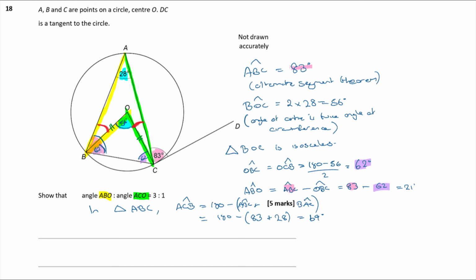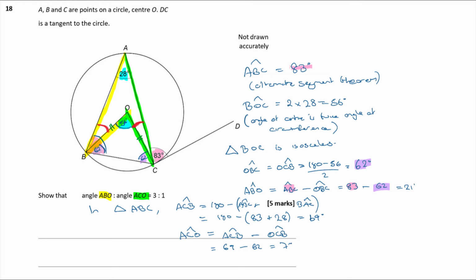So then I can work out what ACO is. ACO is going to be the angle I just found, ACB, minus that angle in the triangle OCB that I found earlier. So ACB minus OCB: ACB we just found to be 69 degrees, and take away OCB that we found earlier, which was 62 degrees, and that leaves us with 7 degrees.